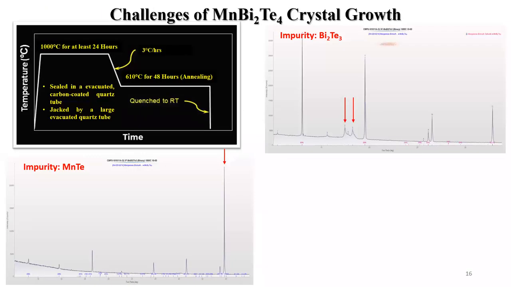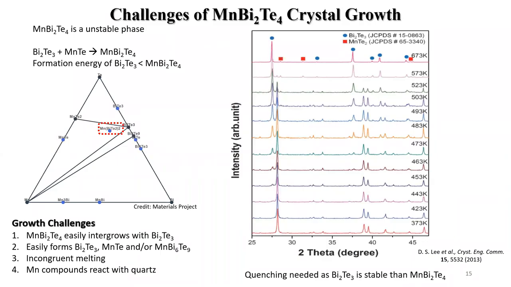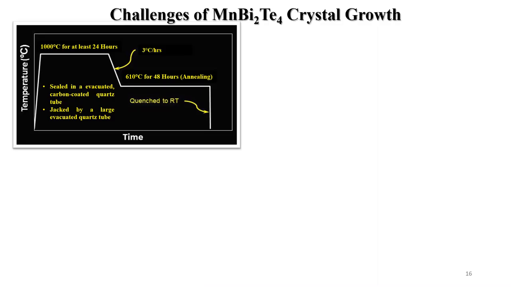Let me answer that question. I'm collaborating with a theorist at Tulane to solve this problem. First of all, this ternary phase, manganese bismuth telluride, is a metastable phase. Its formation energy is lower than the formation energy of bismuth telluride and manganese telluride altogether only at high temperature. From our preliminary calculation, the low energy of the ternary phase only happens at around 700 degrees C, which is pretty close to our observation. To achieve this phase, we have to quench our material from around 650 degrees C. The theoretical calculation predicted it should be around there.